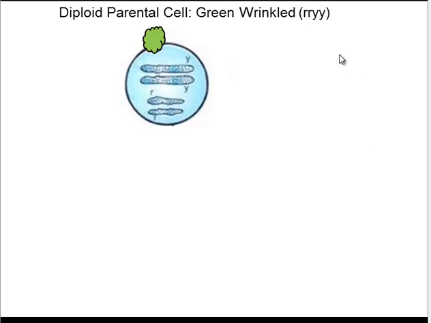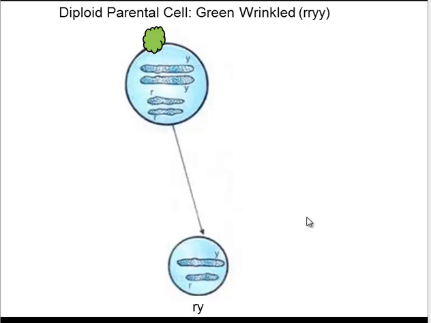Here's another example of how to genotype a parent. In this case, the parent is green and wrinkled, our two recessive traits. So, in each case, all of the chromosomes are carrying the recessive genes, which means in our gametes, there's only one possibility. This parent can only make a gamete with a recessive y and a recessive r. That's pretty simple.